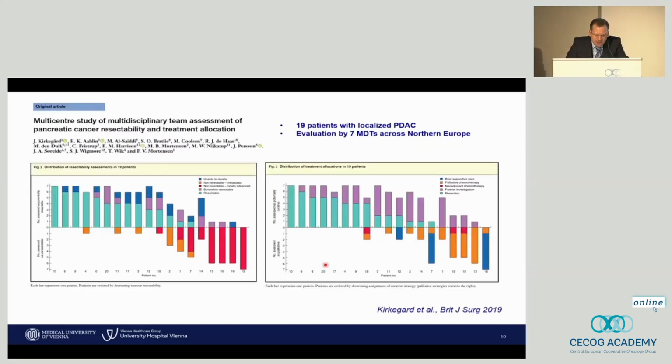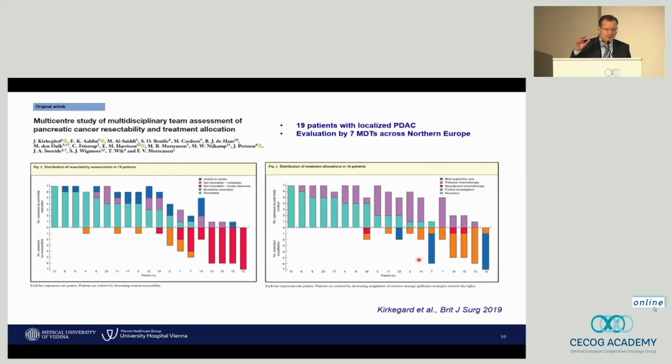And this is what comes out then if patients are evaluated in multidisciplinary team assessment, tumor boards, which is of course state of the art. This is a study where 19 standard patients with imaging and other information with localized pancreatic ductal adenocarcinoma were evaluated in seven multidisciplinary team boards across Northern Europe. And here on the left hand, you can see the result of the assessment of resectability of these cases, which was only the same in all tumor boards in two patients, and in all other patients it was very heterogeneous, and so of course was then the treatment allocation.